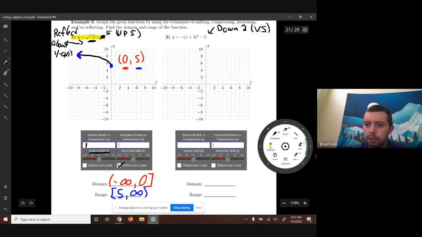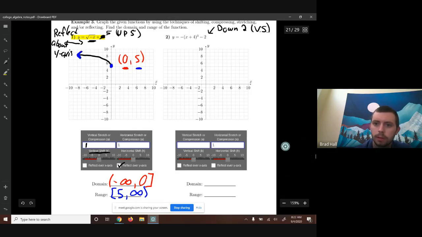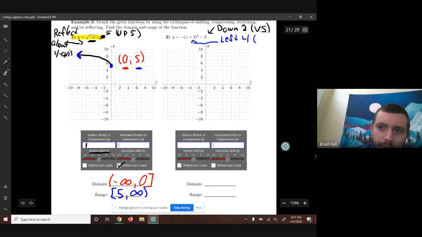Another thing I see is this +4 here. Since the 4 is being added to the x directly, this means left or right. Left or right is an opposite operation, which means if we add 4, we have to go to the left 4, which is a horizontal shift.